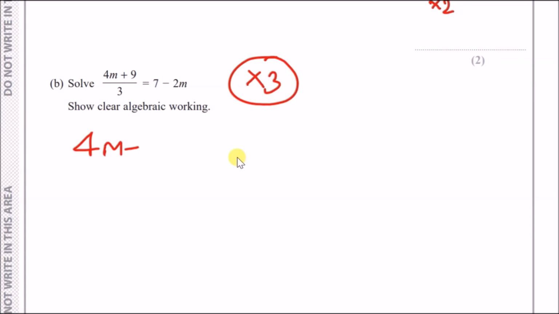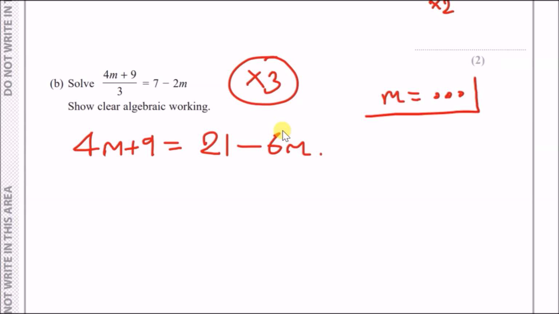So if you multiply 3 across, what actually happens is that the 3 disappears. So you got 4m plus 9. And because this side doesn't have a 3, you just multiply the whole thing by 3. And you end up with 21 minus, well, 3 times 2m is 6m. Now this is just a case of moving things in the right place. So we want to end up getting m equals some value. That's our target. And to do that, we need to move the m terms to the left and the number terms, the ones without m's, to the right.